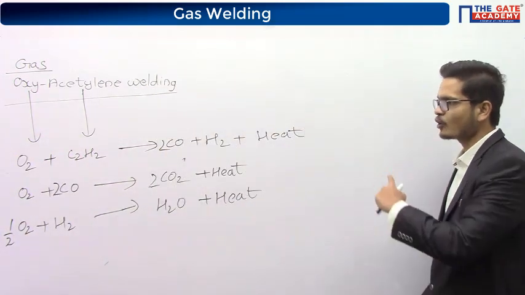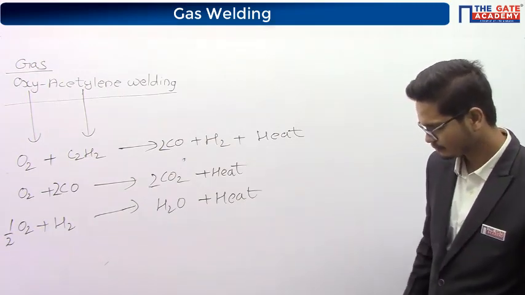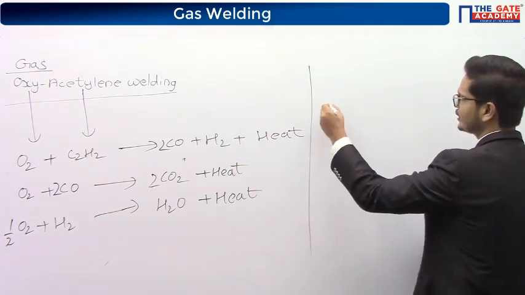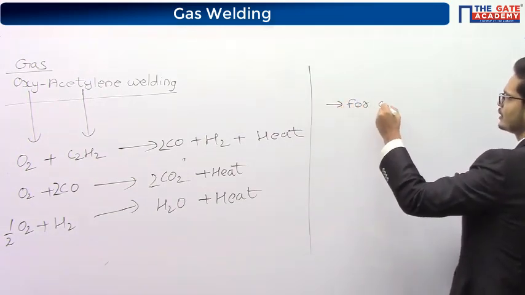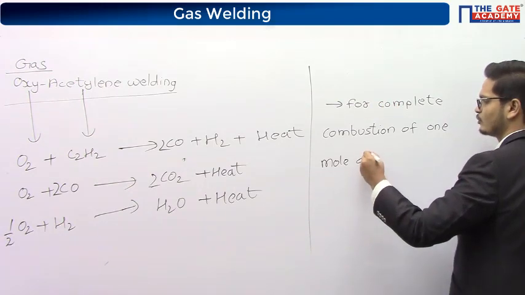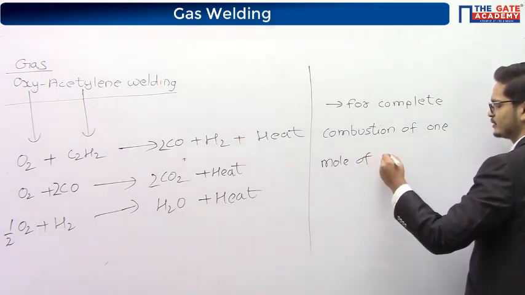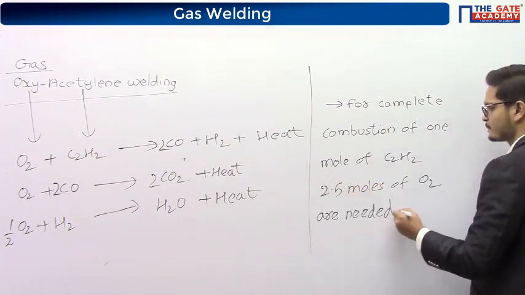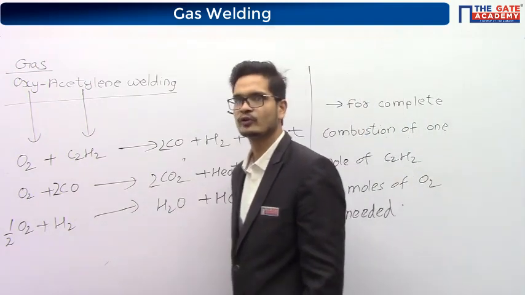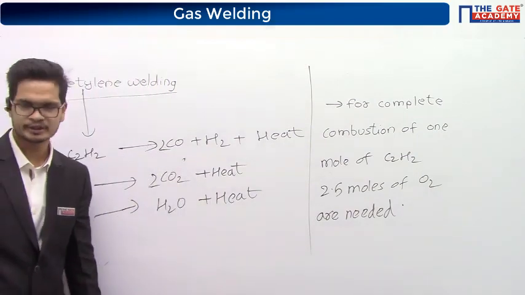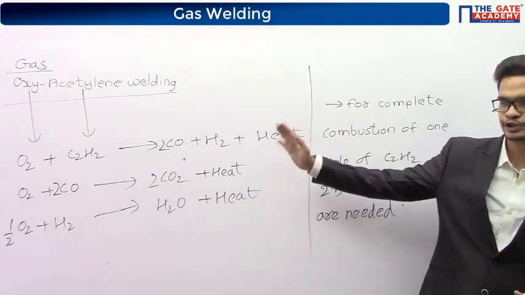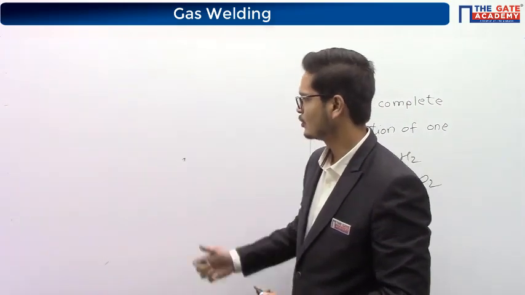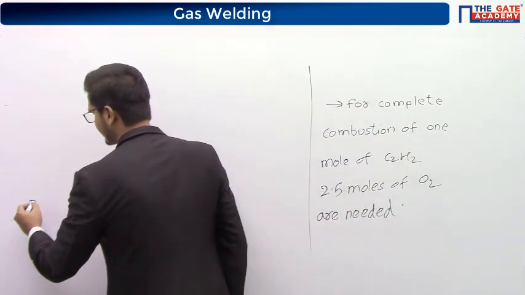Okay. So first copy this chemical reaction, and then write, for complete combustion of 1 mole of acetylene, 2.5 moles of O2 are needed. Okay, please copy this. This portion you might have written by now. Let us see the setup of oxyacetylene welding.